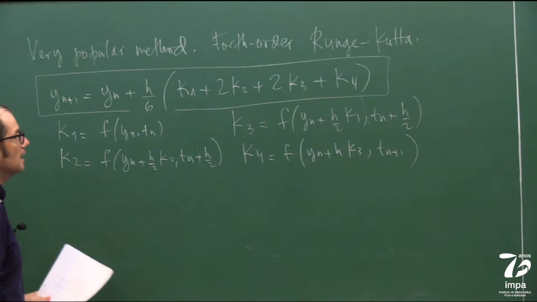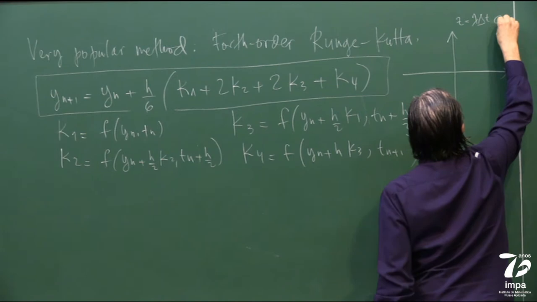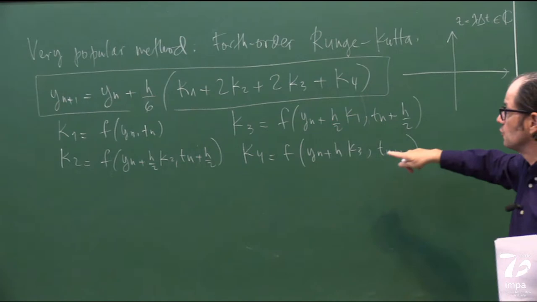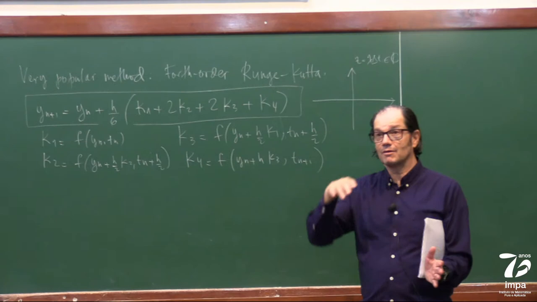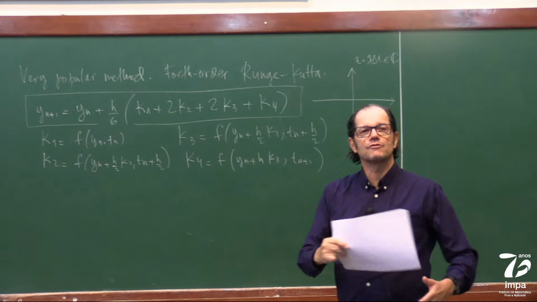Okay, and if you want to do the region of absolute stability of Runge-Kutta, you put this in the test problem, and you're going to get for the amplification factor a polynomial of degree 4. To do things by hand is a bit complicated, at least for me, to get the locus of this polynomial of degree 4. But you can do it numerically, and you will see that the region is like this.